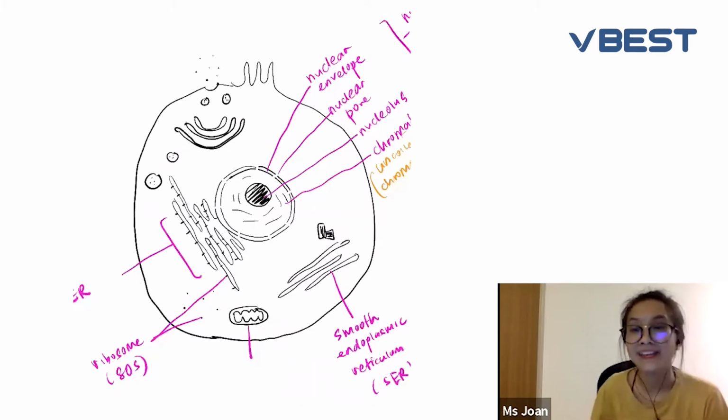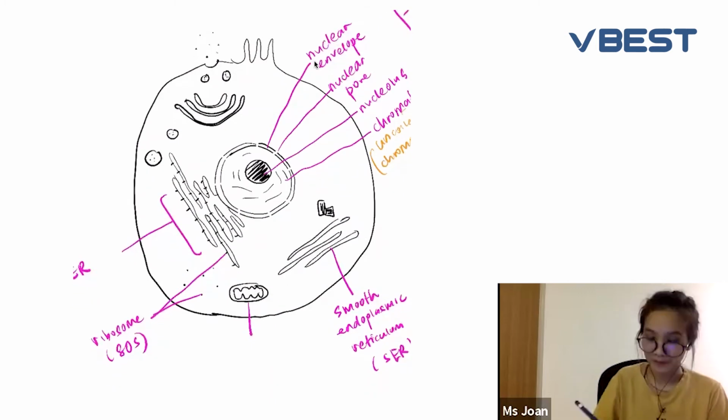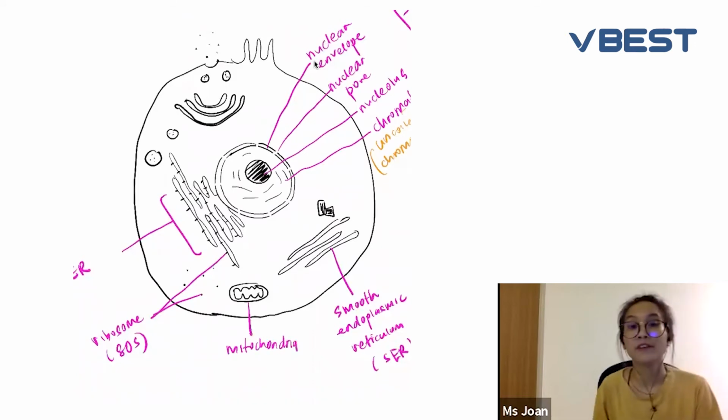Guys, tell me, what is this structure? What is meant by S? It's just the size of it. The size, we call them the subunit. Yes, mitochondria. This is your mitochondria. Okay, very good.